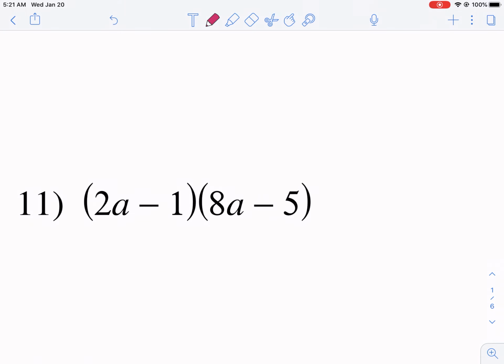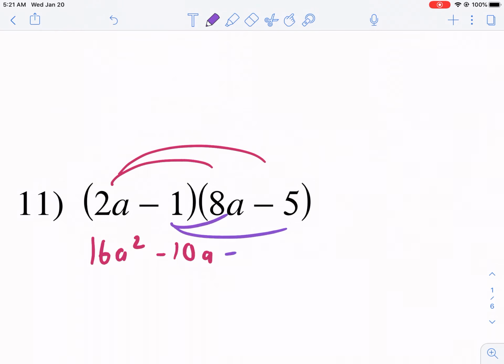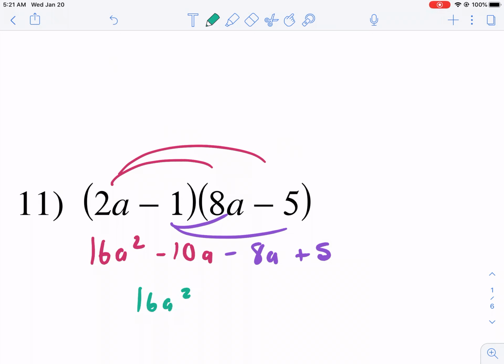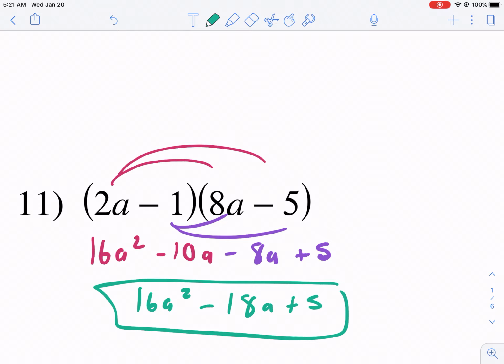So I'm going to do this a little bit more quickly now that we got the hang of it. We have 2a times 8a, that gives us 16a squared. And then 2a times negative 5 gives us negative 10a. Then I like to change colors. I'm changing to purple now. Minus 8a and then plus 5, because negative times negative gives us positive. We're going to combine like terms in green. 16a squared minus 18a plus 5. And that's our final answer.